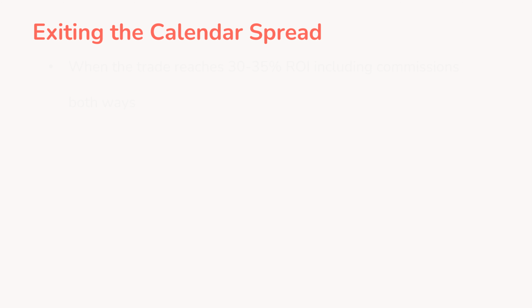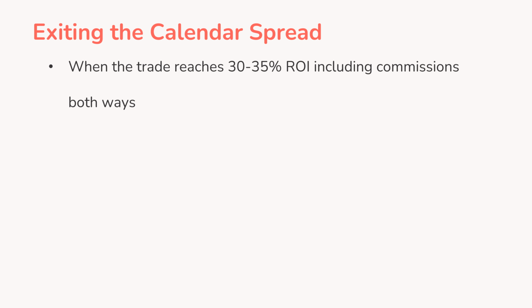And last but not least, how to exit calendar spreads. For me personally, when I enter a calendar spread, I will immediately enter a good till canceled, or GTC, order to sell the calendar spread at a return of 30 to 35%, including the commissions both ways. Even though the P&L chart of the calendar spread looks like a huge mountain, in reality, it's almost impossible to hold the trade all the way till the last day of expiration of the nearer dated contract and capture the entire profit of the mountain.